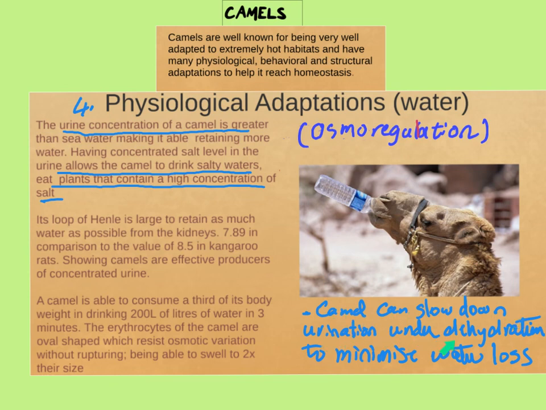The camel can slow down urination during the dehydration season to minimize water loss. So the urine is very concentrated, meaning retention of more water. The loop of Henle is very long, which helps retain more water and reduces the amount of water urinated. It can drink a large amount of water in a very short time. The erythrocyte is very resistant to changes in osmotic pressure, so it is not going to rupture even if there is some change in the osmotic potential. And lastly, the camel can slow down urination to minimize water loss to its maximum.